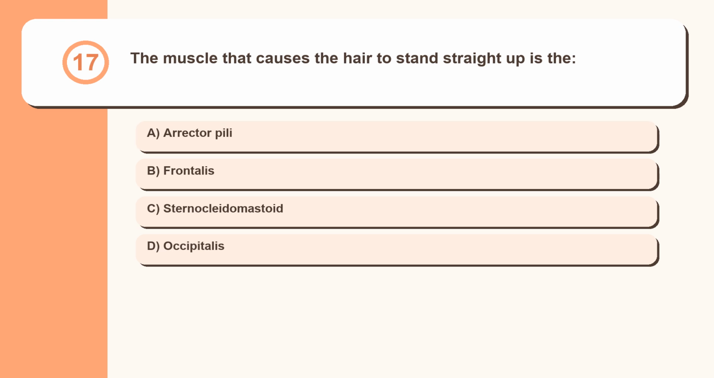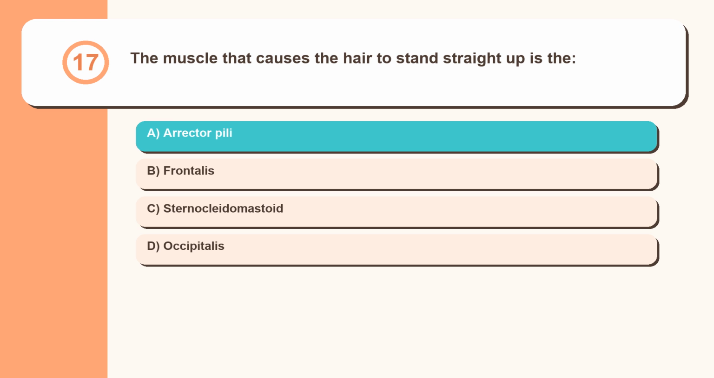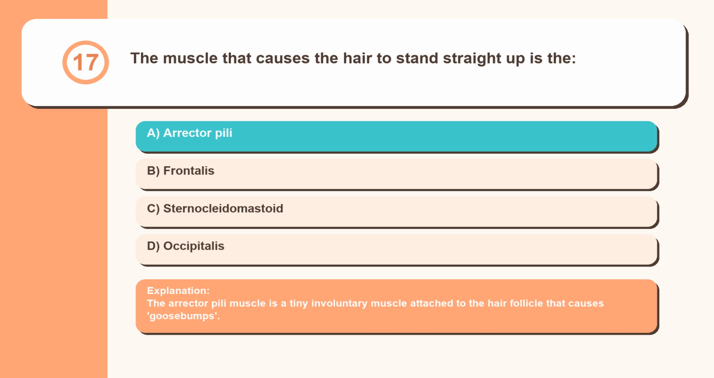Question 17. The muscle that causes the hair to stand straight up is the erector pili, frontalis, sternocleidomastoid, or occipitalis? The erector pili muscle is a tiny involuntary muscle attached to the hair follicle that causes goosebumps.